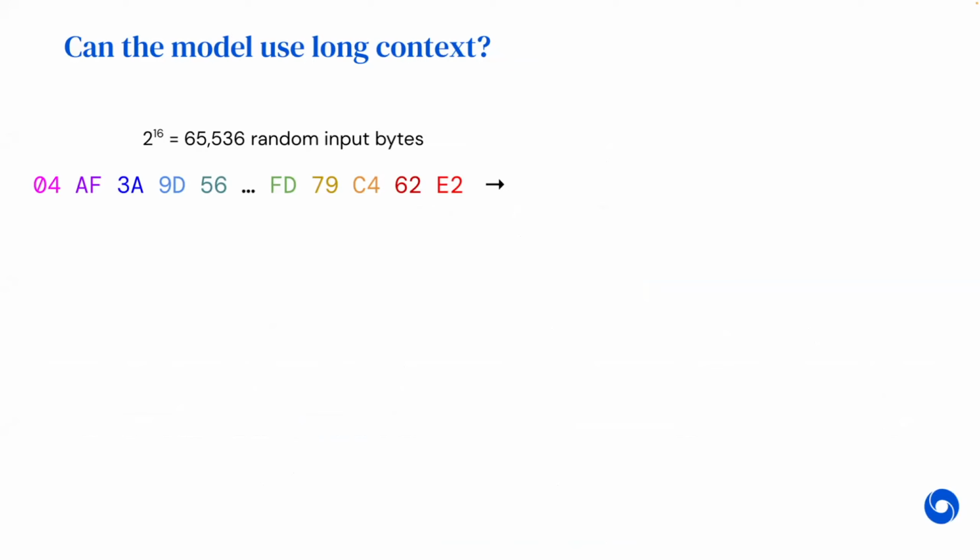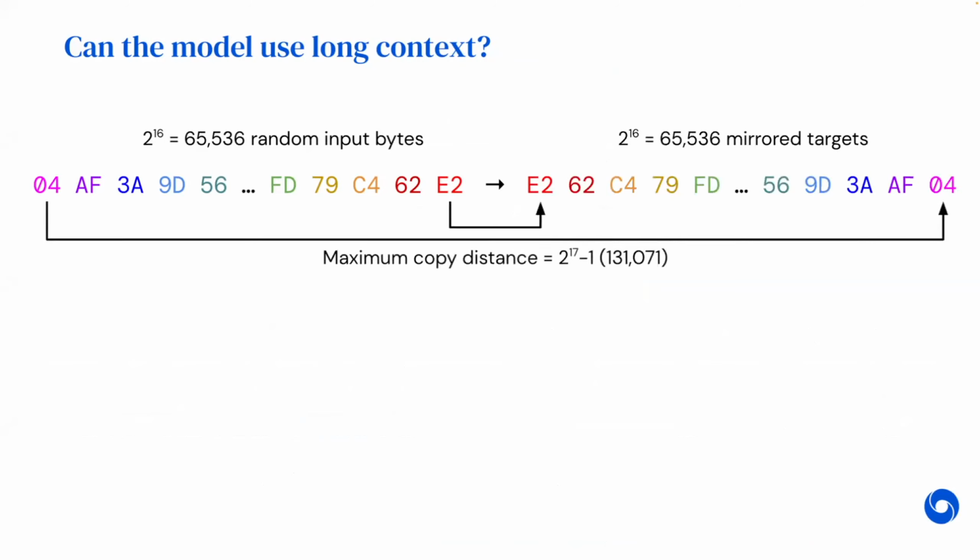The way this works is we have a sequence of 2 to the 16, or about 65,000, input bytes, and these are randomly generated. We train the model to mirror this sequence. So it's trained to produce the byte at everything that comes after the input while looking back at everything that precedes it. This is a very simple algorithmic task, but it does involve reasoning over distances from 1 to 2 to the 17 minus 1, or about 130,000 bytes. And we find in practice that this model obtains 100% accuracy on lengths up to 2 to the 17. And it probably would work for longer contexts as well, but we didn't explore that.